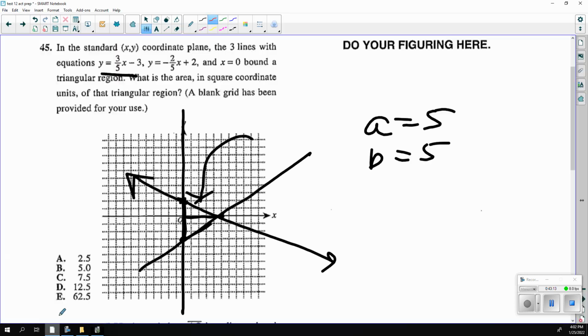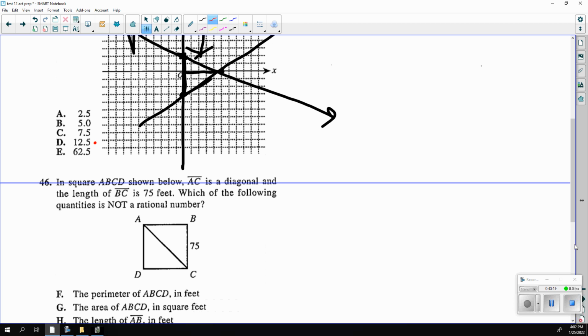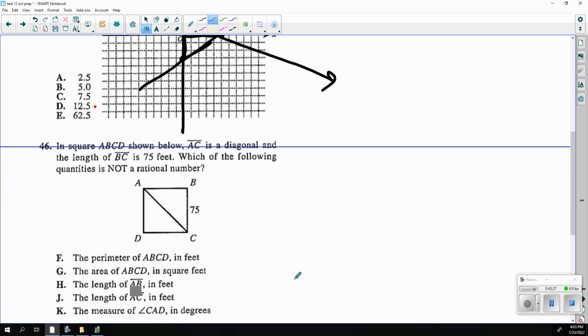(25/2), which is 12.5. AC is the diagonal of a square. I'm sorry, AC is the side of the square. So these are all 75. So which of the following is not a rational number? It's going to be the diagonal, which is based on the Pythagorean theorem, but it's also based on this being a 45, 45, 90, and it's a square root of 2.